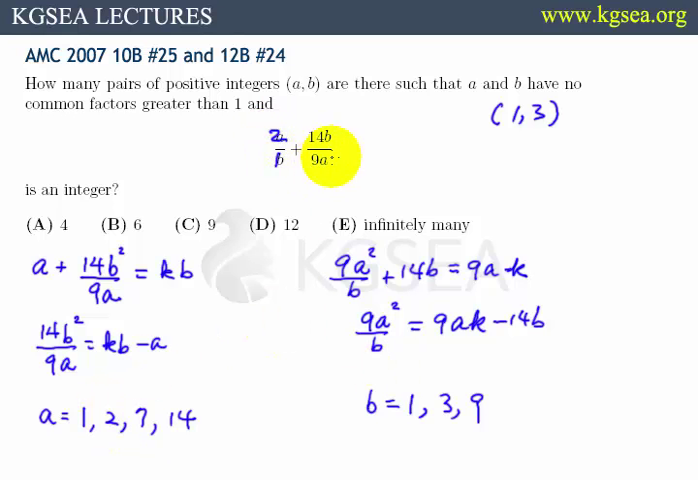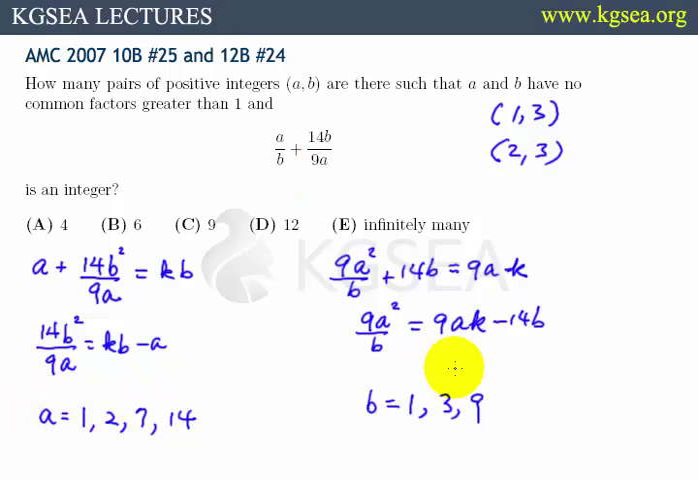So 2, 1, 2, 1. This is an integer. This is not, so no way. And 2, 3. Three cancels, and 2 cancels. I get 2 over 3, 7 over 3. If I add it, it becomes 9 over 3. This thing worked. That was 2 comma 3. Works.